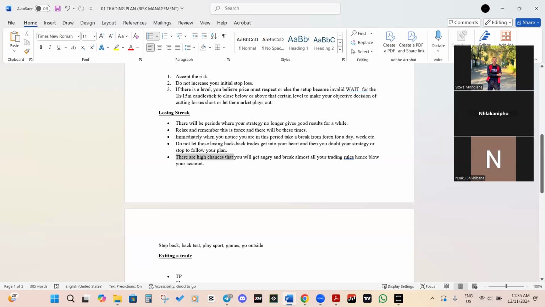There are high chances that you get angry and break most of your trading rules, hence blow your account. This is because you are humans who have emotions. So when this is happening, you see, you are in a challenge, you are trying to pass a prop firm, and then this losing streak comes, like every day you are taking losses, losses. Of course, you are human, so you start to feel what? Emotional. So just know, and I know this will happen to you, even if I teach you these things, until you experience them and then you learn from them.